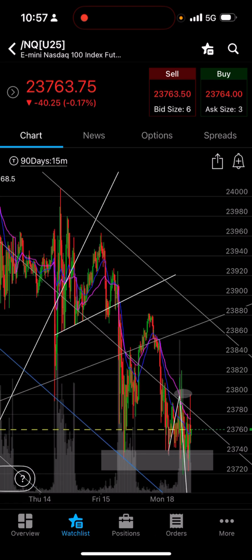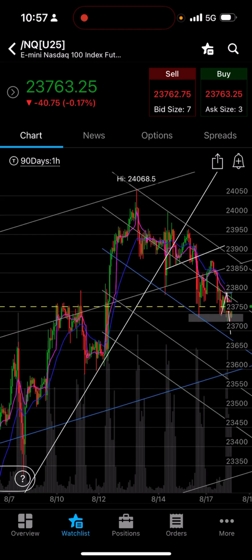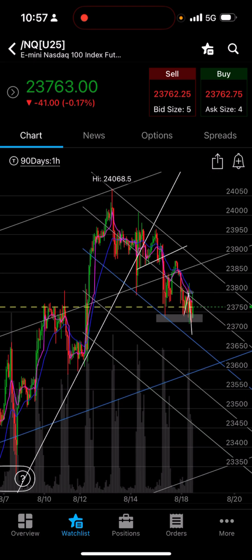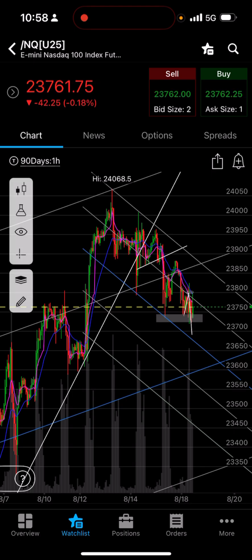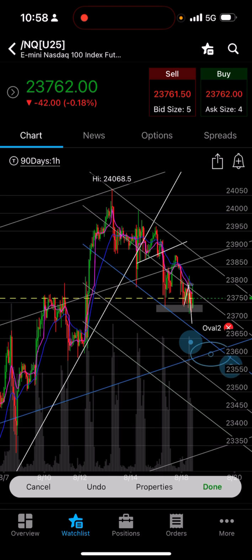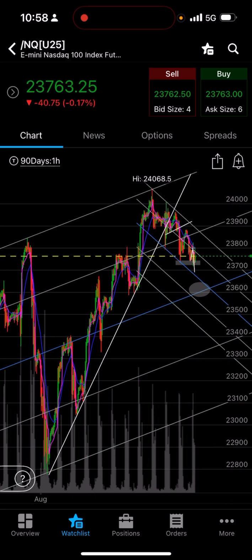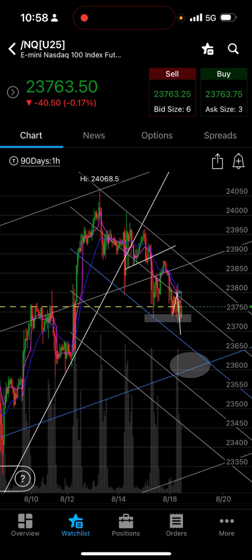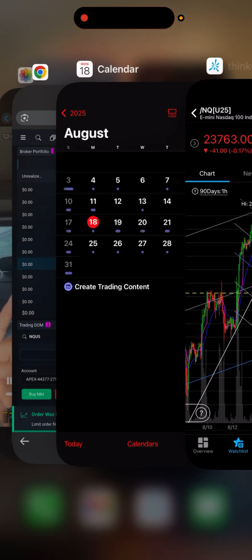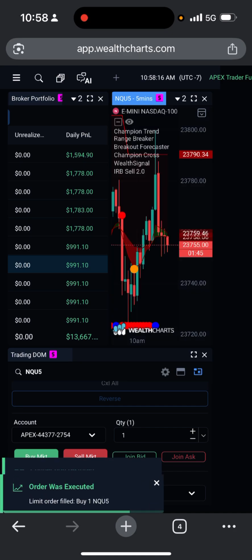So that was my trade analysis. I think we could still head lower. I'm expecting the 23,600 zone, right in this area, about 50% of that channel retracement. And here's what the profit looks like. This is the Apex wealth charts.